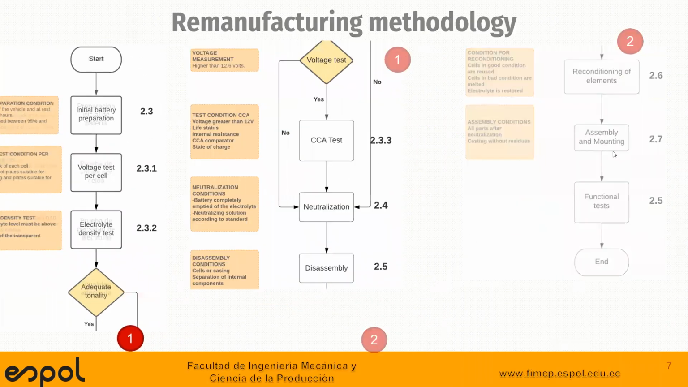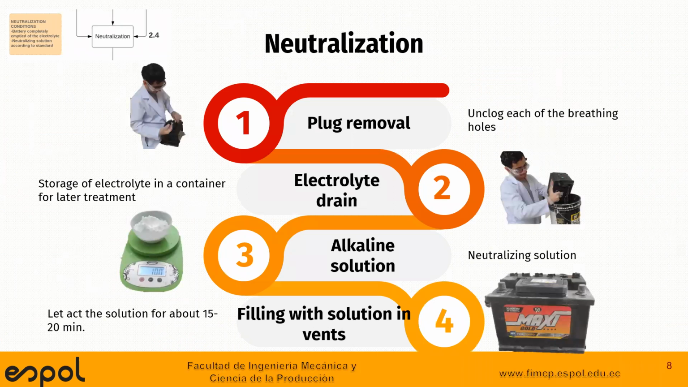Then we have the neutralization. In the neutralization, the steps shown below were applied. First of all, the plugs are removed in order to empty the electrolyte. This is stored in a polyethylene container. Then an alkaline solution is prepared to be placed in each of the battery vents. This is done in order to be able to manipulate the internal components.